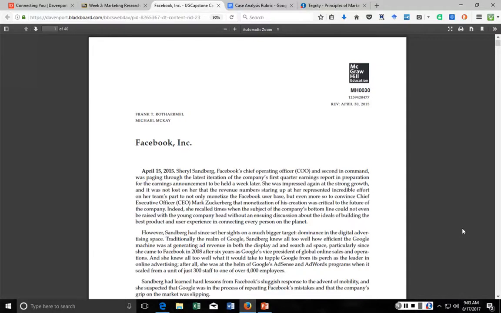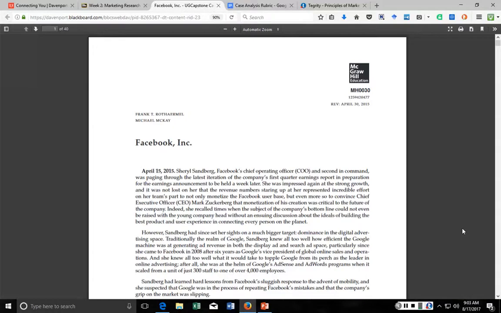So here's your case. It's about Facebook in 2015, at which time the company was hugely successful, as it still is today. But like any company, it faced some problems just from being so big and powerful. If you're familiar with Sheryl Sandberg, there's a lot about Sheryl Sandberg in this case. There are questions in this case, but in this assignment, you are not answering those questions.